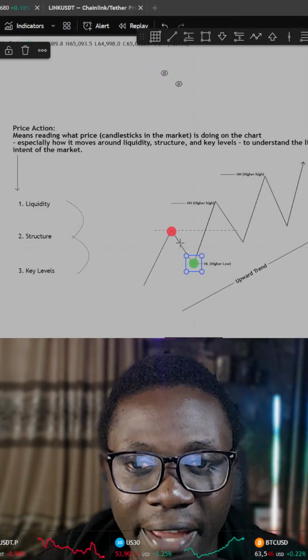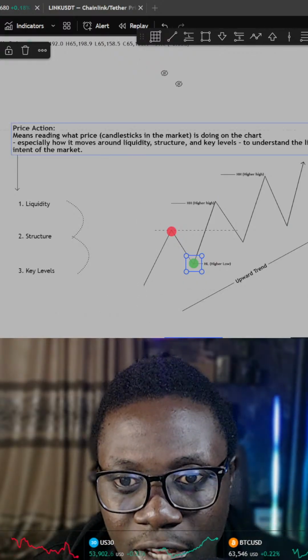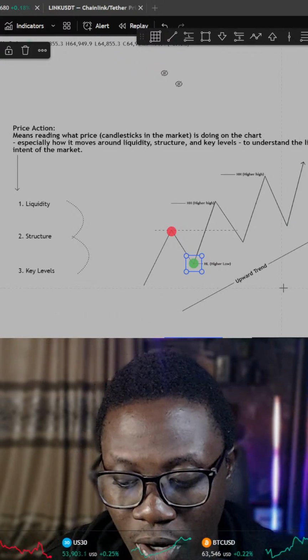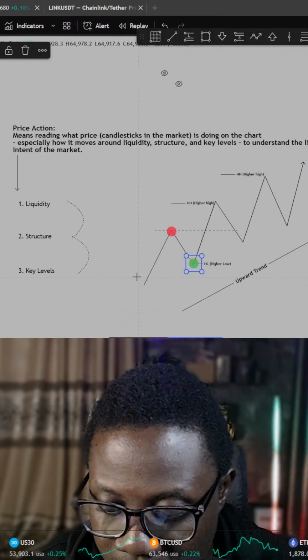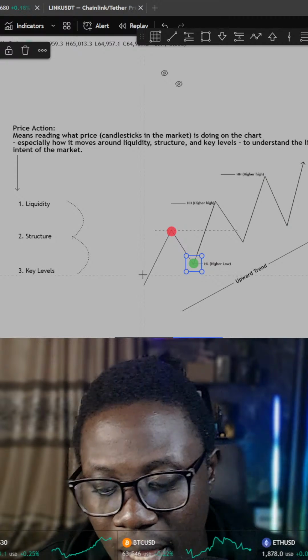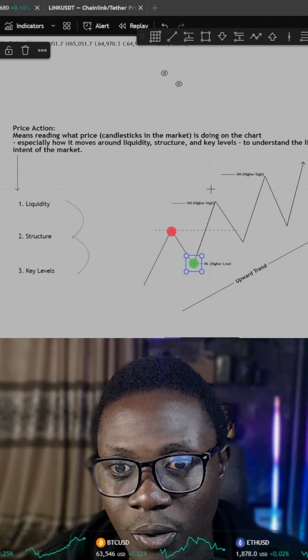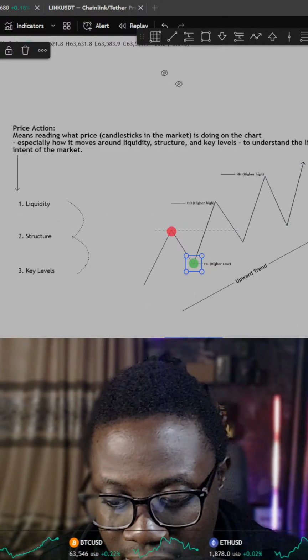And you can tell that as you look at it now in an overview, there was a structure. What's the structure? It is an uptrend structure. Why? Because we have higher highs and higher lows, and higher highs and higher lows, and higher highs and higher lows. Then it forms a structure.